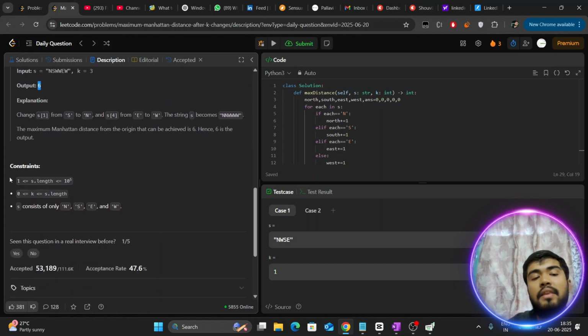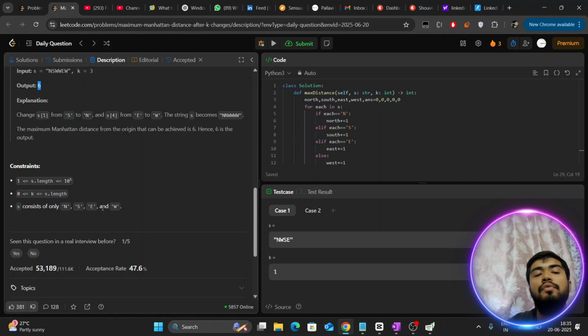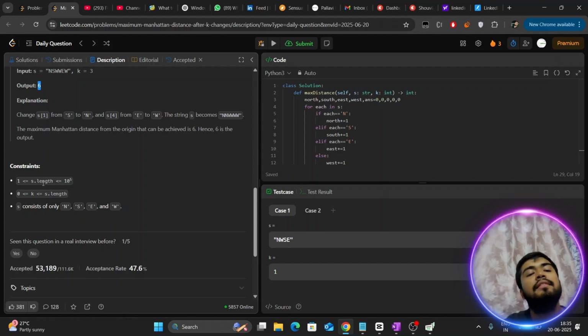And here you can see the constant is in the range of 10 raised to the power 5, and our k factor is in between the range of s dot length, and s consists of north, south, east, and west characters only. As n is 10 raised to the power 5, we definitely have to think of big O of n or big O of n log n kind of solutions for sure.